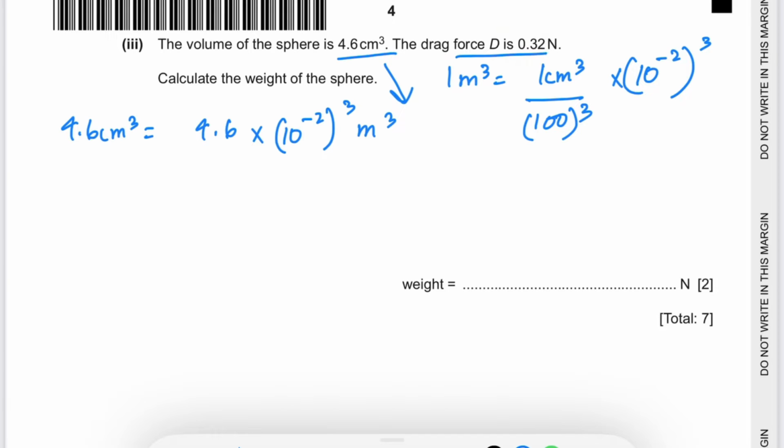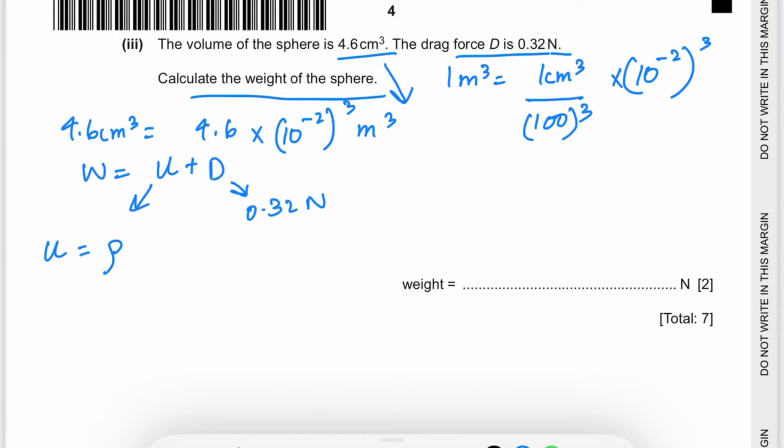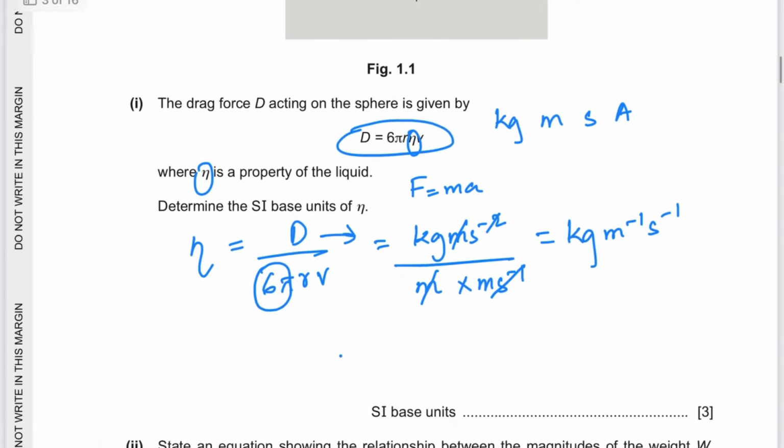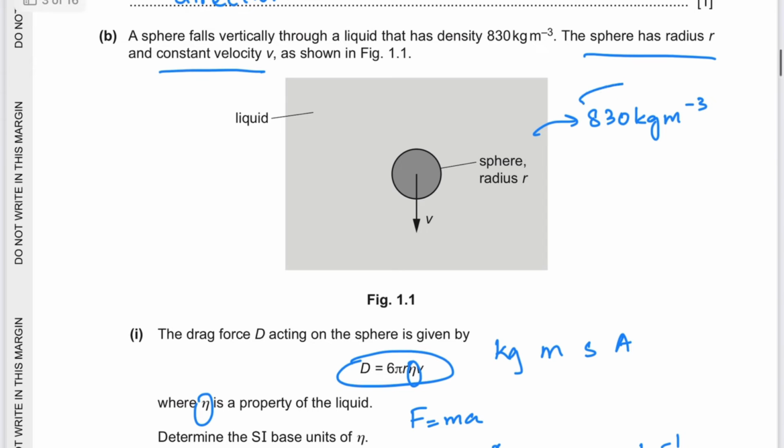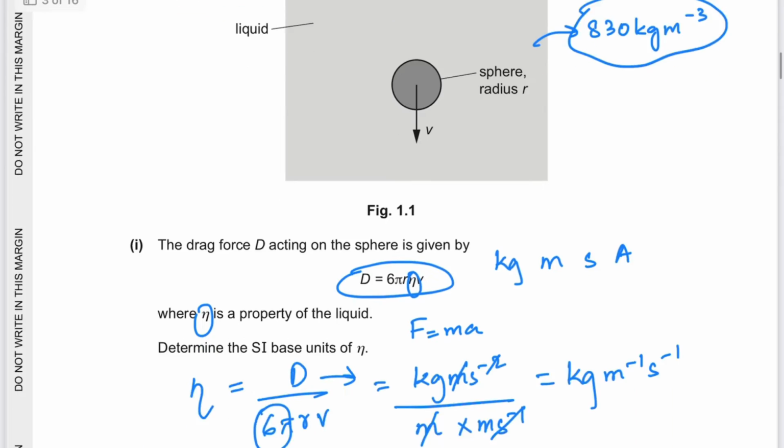The force is given as well. You're supposed to find the weight of the sphere. We just stated that the force of weight is equal to upthrust and the drag force acting on the sphere, where drag force is given as 0.32 Newton, and that means you need to find the upthrust. And we learned that upthrust is equal to the density of surrounding liquid multiplied by the gravitational force constant and the volume of the submerged object.